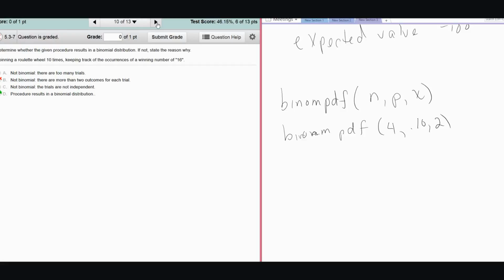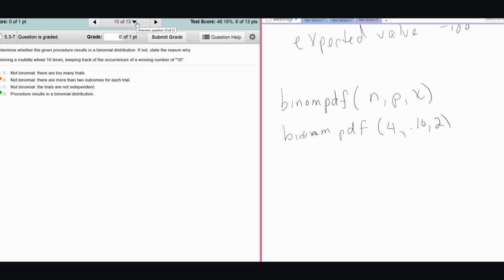Okay, so number 10 says, determine whether the given procedure results in a binomial distribution. It says spinning a roulette wheel 10 times, keeping track of the occurrences of the winning number 16. So here we're either saying, is it a 16 or is it not? Those are our two choices, and that's where I think you probably got caught up. So this would be a binomial distribution. The two choices are either 16 or not.